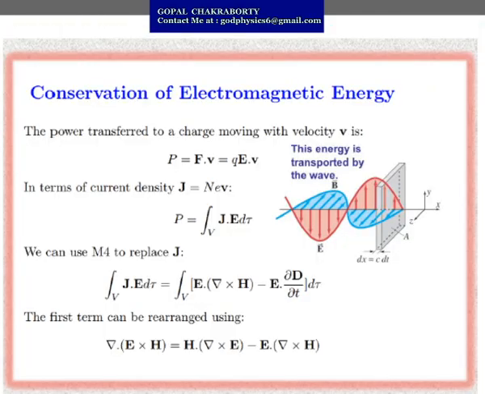Now I am going to discuss the conservation of electromagnetic energy, because as we know from the laws of conservation of energy, energy can neither be created nor destroyed. So here also the conservation of energy law is not violated. The power transferred to a charge moving with velocity v is P equals F dot V. From Coulomb's law, you can substitute F equals Q into E. In terms of current density J, that is equal to N into E into V. So P will be the volume integral of J dot E d tau, where d tau is the infinitesimal volume.